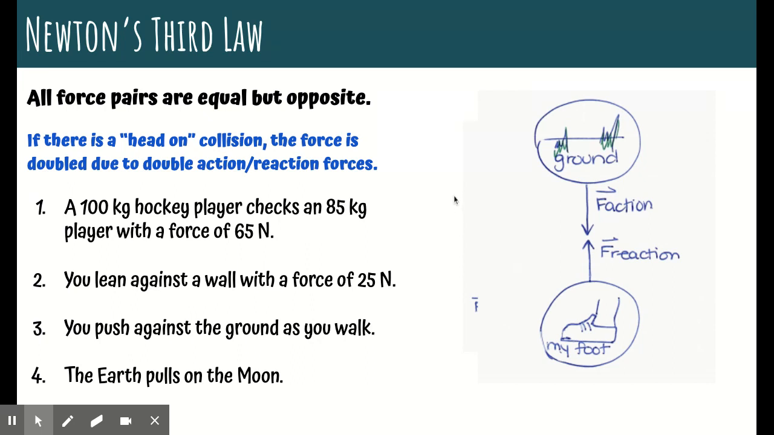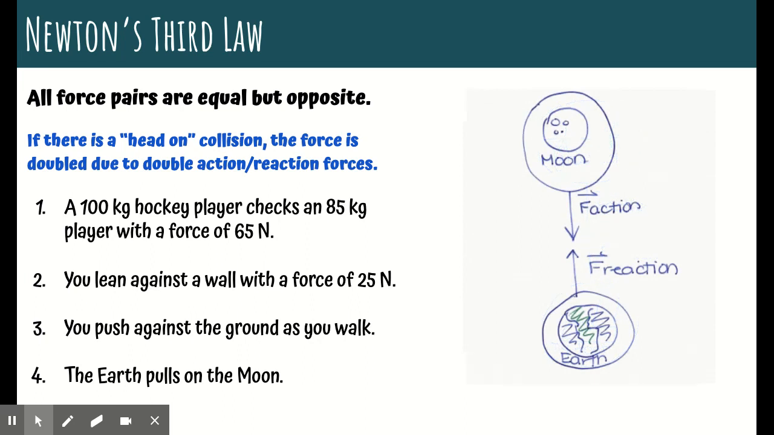If you think about it also as running versus walking, when you're running, you're forcing your foot down with a pretty great velocity. So you're applying a greater force to the ground, and in return, the ground is giving you that reactionary force, which helps propel you forward.